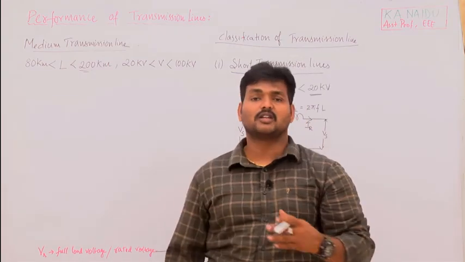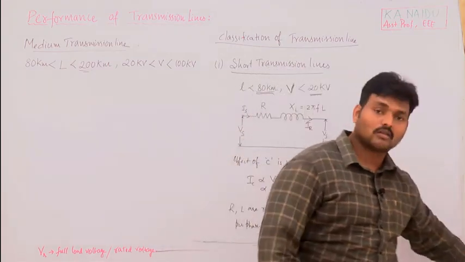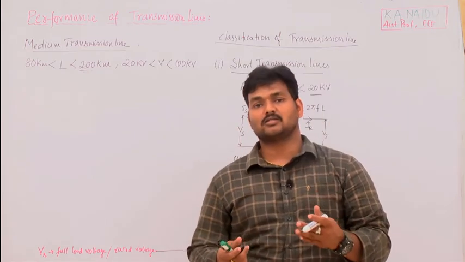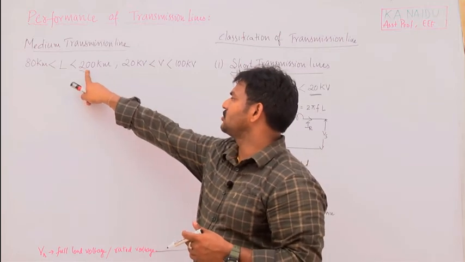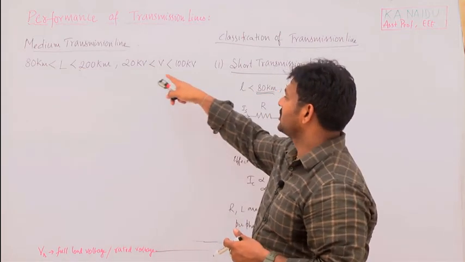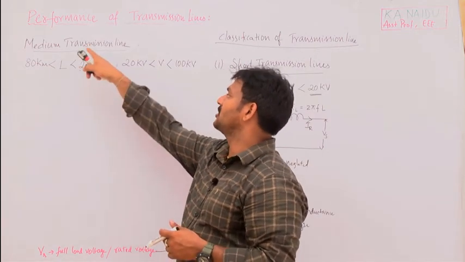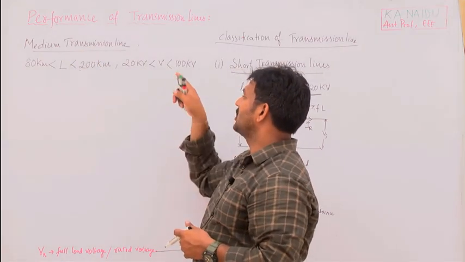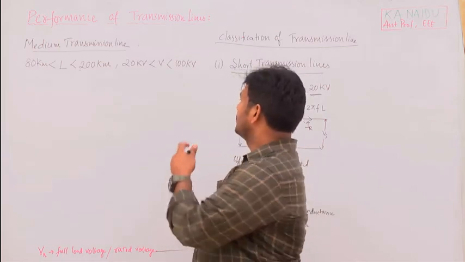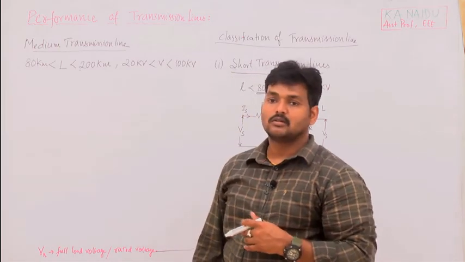All these conventions are basically done to minimize the errors in calculation of voltage regulation and efficiency. Okay, so length is taken as 200 kilometers, maximum length, and minimum length is 80 kilometers. You can call it a medium transmission line. And here the operating voltage is in between 20 kV and 100 kV.